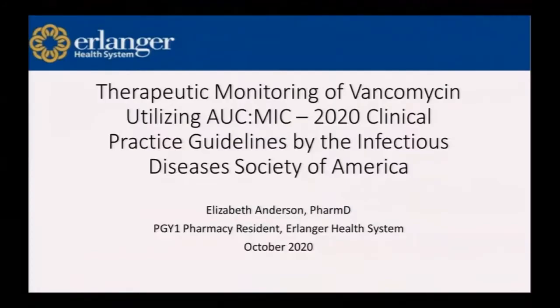of vancomycin utilizing AUC to MIC, which was a 2020 update from clinical practice guidelines by the Infectious Diseases Society of America and the American Society of Health System Pharmacists and the American Society of Infectious Disease Pharmacists.